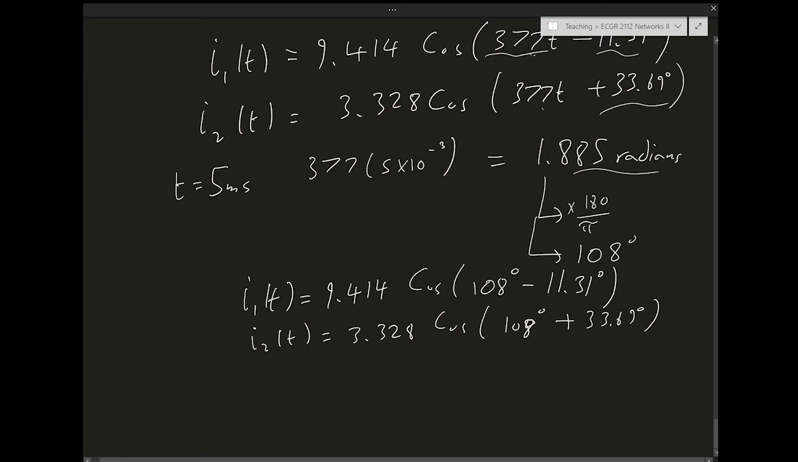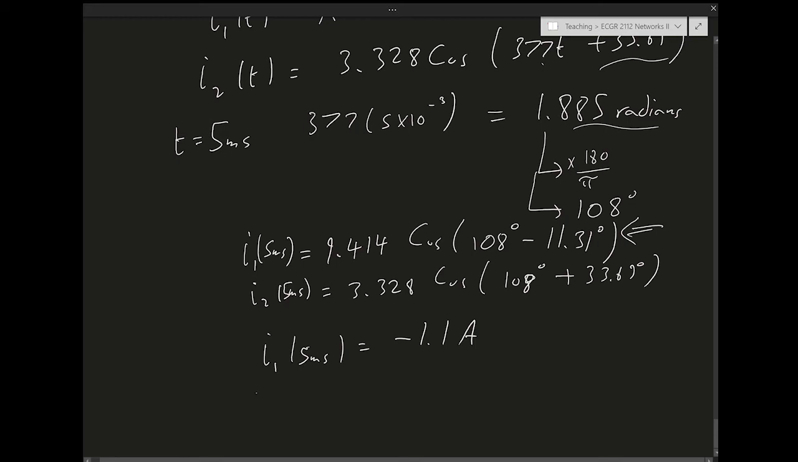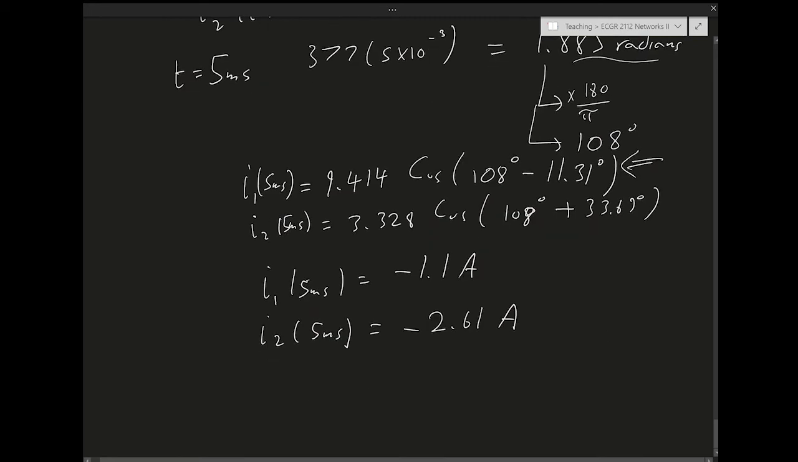Right, I can do this whether in MATLAB or using a calculator. I end up with I1 of t. Well, I1, this is not t in general, this is I1 at 5 milliseconds. This is I2 at 5 milliseconds. Right, so I1 at 5 milliseconds is going to be minus 1.1 amp if I do this calculation, and I2 at 5 milliseconds is going to be minus 2.61 amps.